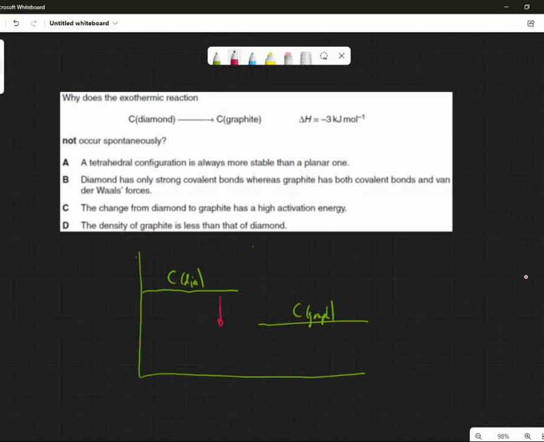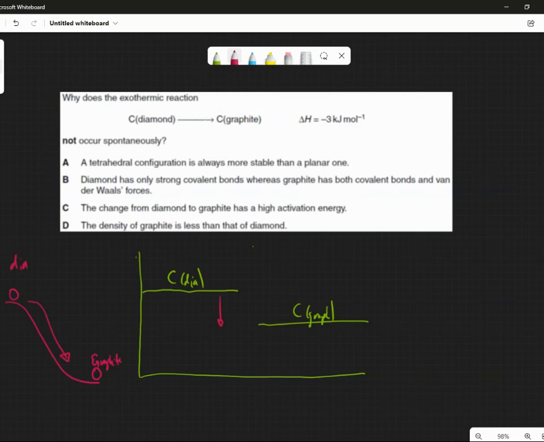Because graphite is more stable. It goes down an energy well, as they say in physics. So graphite is more stable than diamond. If you imagine a ball on a hill, this is at the top of the hill. This is diamond. At the bottom of the hill is graphite because it's less energy. So the ball should roll down the hill, shouldn't it? In other words, diamond should spontaneously, on its own, without us doing anything, make graphite.